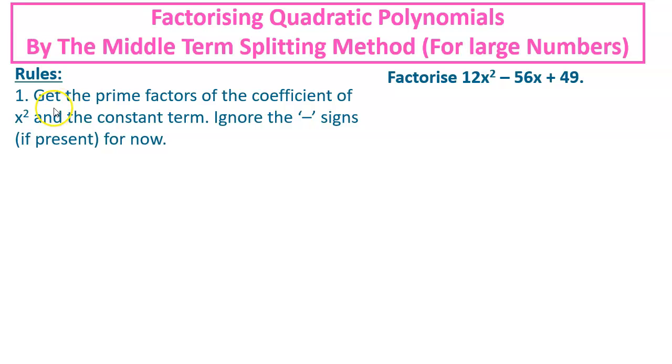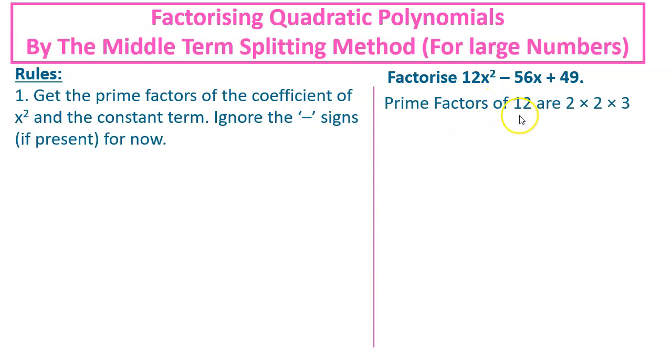The first rule says, get the prime factors of the coefficient of x squared and the constant term. Ignore the negative signs if present for now. Like in this case, the coefficient of x squared is a positive term, plus 12, and the constant term is another positive term. But in case you have any negative term in any of these two places, you have to ignore the negative sign, take the positive part and get the prime factors of those two numbers.